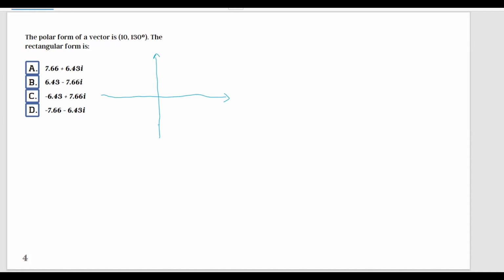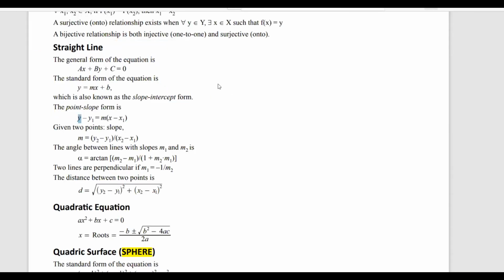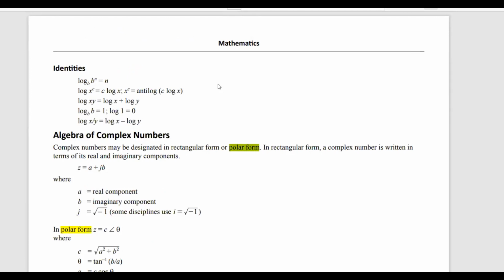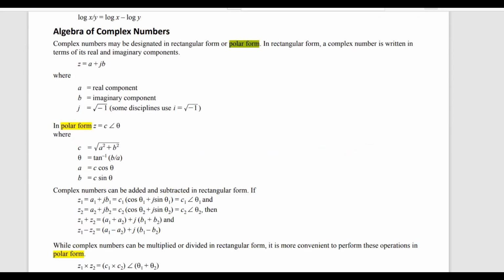So let's say in this case, I will represent this in such a way. You have the angle as 130, so I know it falls into the second quadrant, right? It has 90 and then plus 30. So I'm going to represent this. This is the angle, 130. And then the length of this is 10. Let's look into the FE handbook. I'll go to polar form, and let's find the notations.